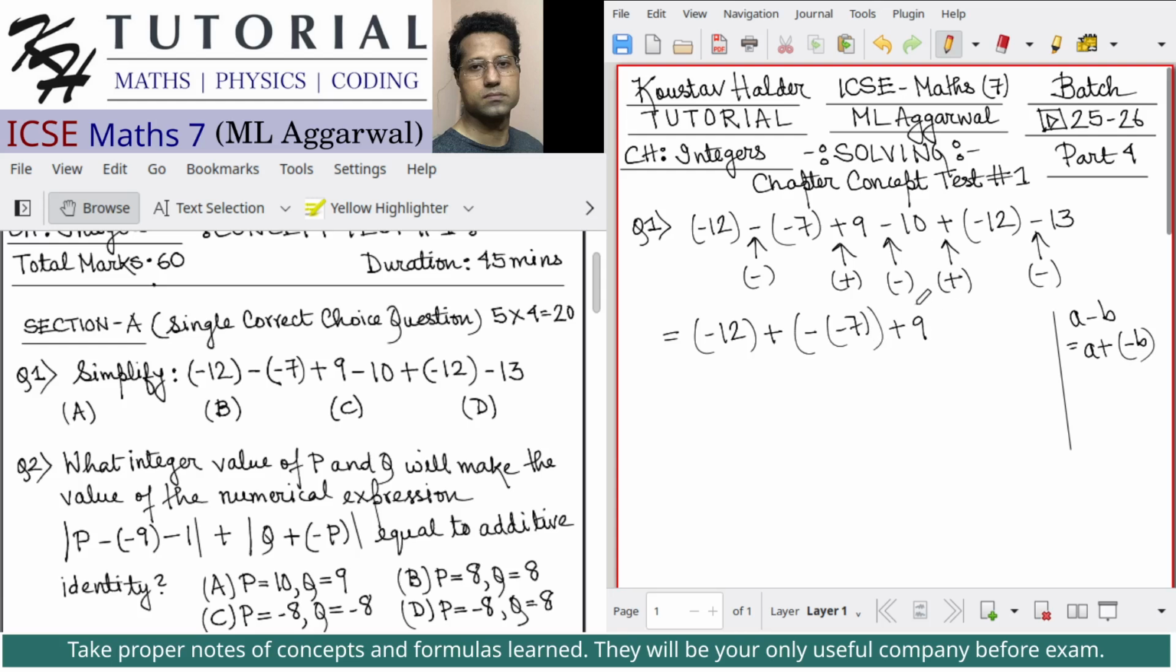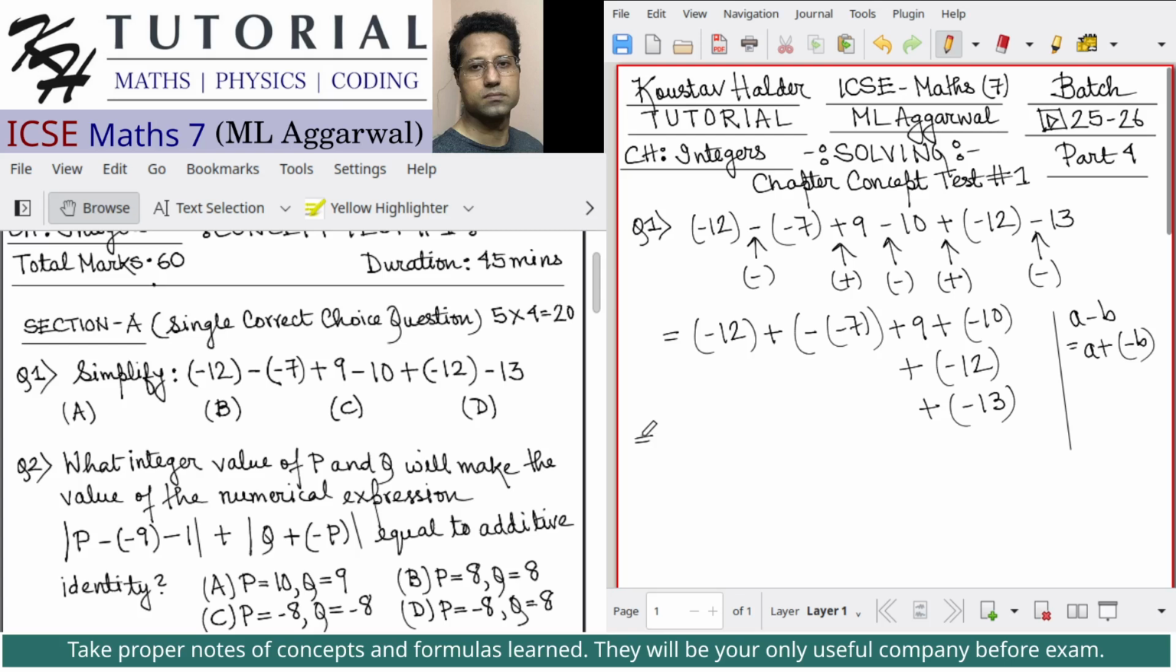Now again minus of 10, we will convert that to an addition operation as plus additive inverse of 10, that is minus 10, and then we have plus minus 12, and finally again we have minus 13, which is plus additive inverse of 13, that is minus of 13. So now we can see the entire numerical expression has been converted into a form where we have only addition operations.